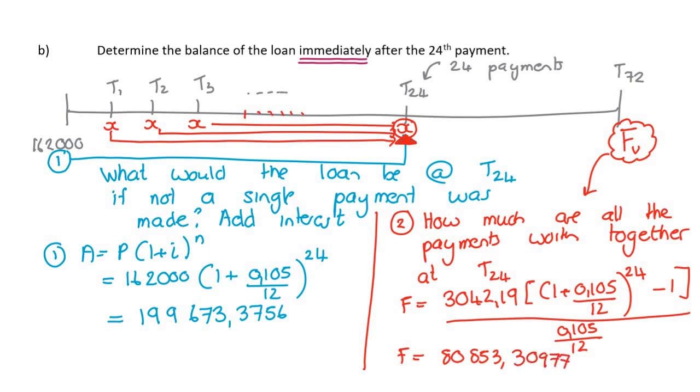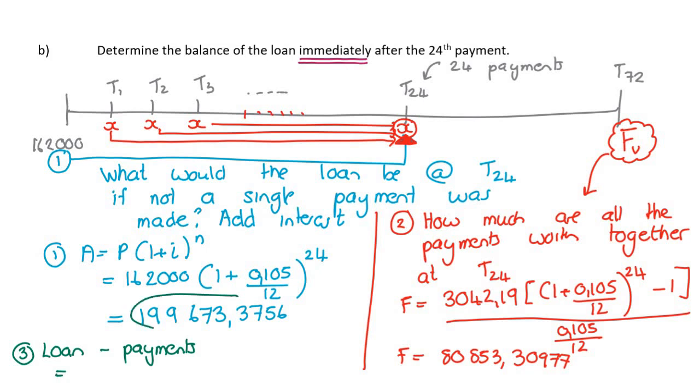Now, of course, if I get something bigger than 199,000, I've done something wrong because my loan wasn't paid off by this time, so I can't have negative money owing. And so now my third step is to just say, that's great. I'm going to take what my loan is worth at this time, subtract what my payments are worth at that time.